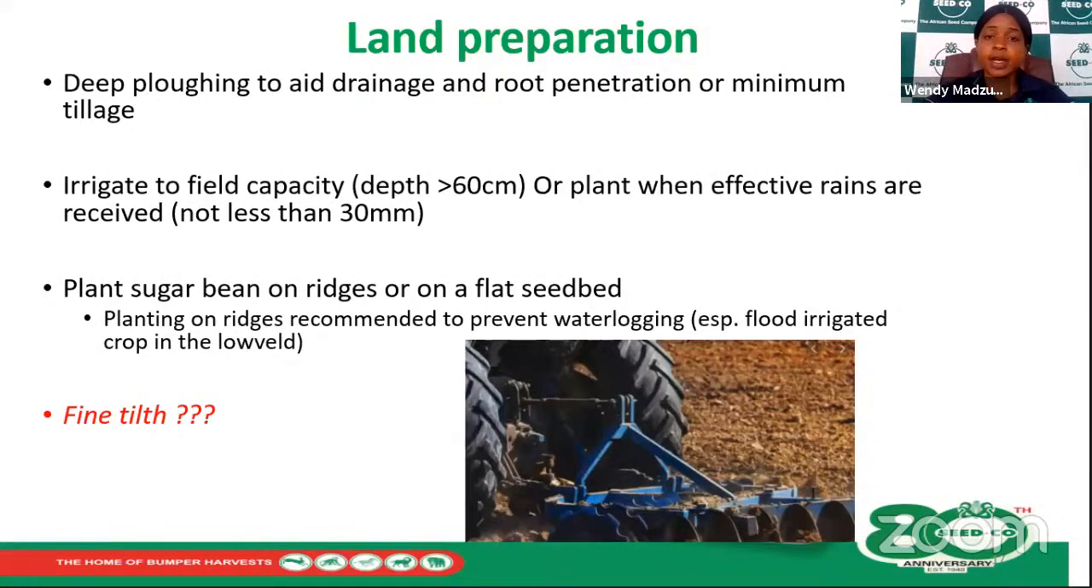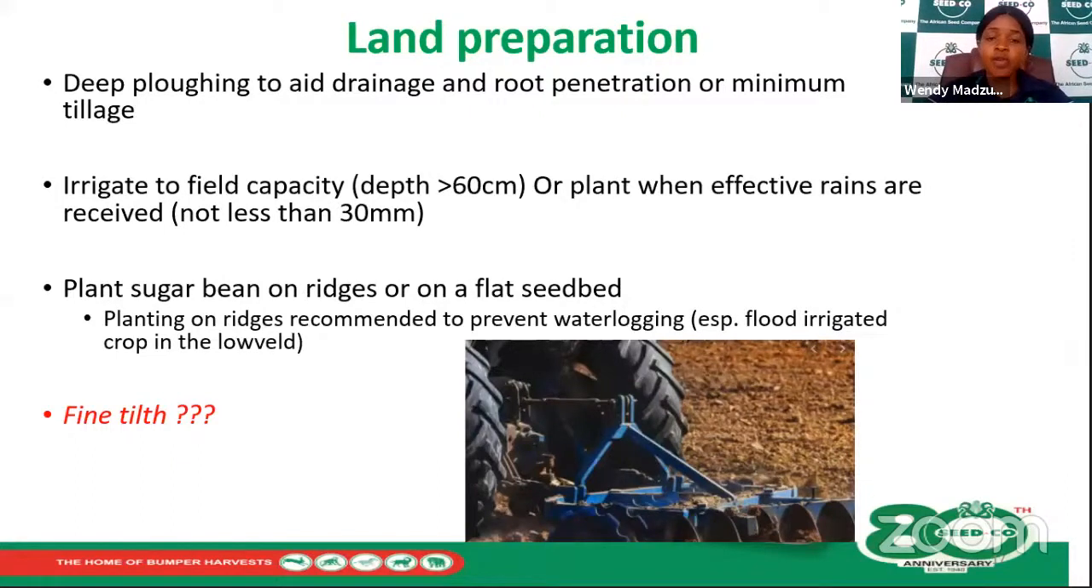Irrigation to field capacity is recommended to a depth of between 45 to about 60 centimeters, depending on the soil type. You can also plant when you have received effective rains of 30 millimeters or above, so that you can establish your crop effectively without the risk of it starting the process of germinating but failing to emerge from the ground because of a dry spell. But suffice to say, this year, we are fortunate enough to say most parts of the country are receiving rainfall.